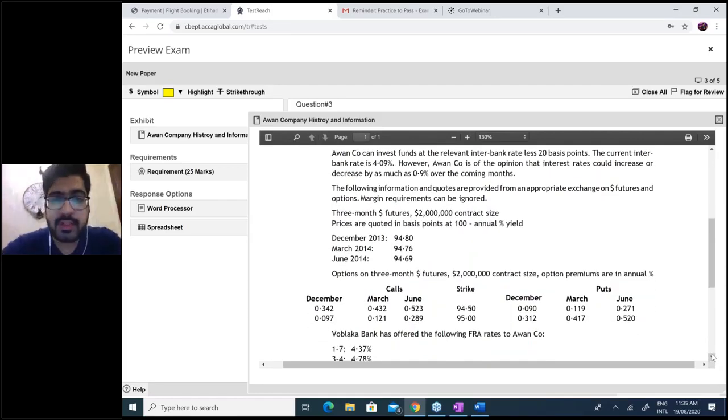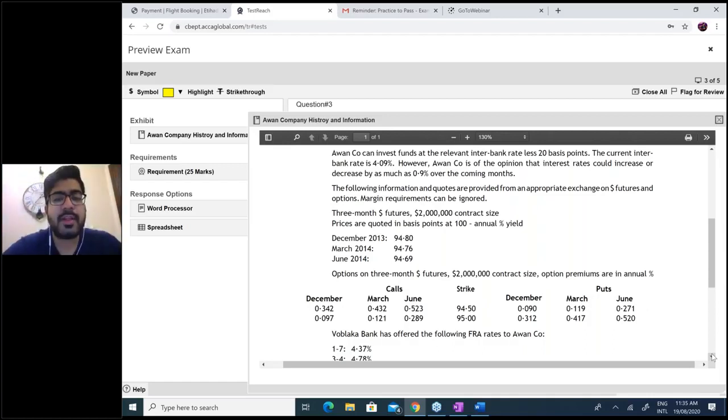Awan can invest funds at the relevant interbank rate less 20 basis points. 100 basis points is 1%, 50 basis points is 0.5%, and 20 basis points is 0.2%. This is the standardized rule in the banking sector.